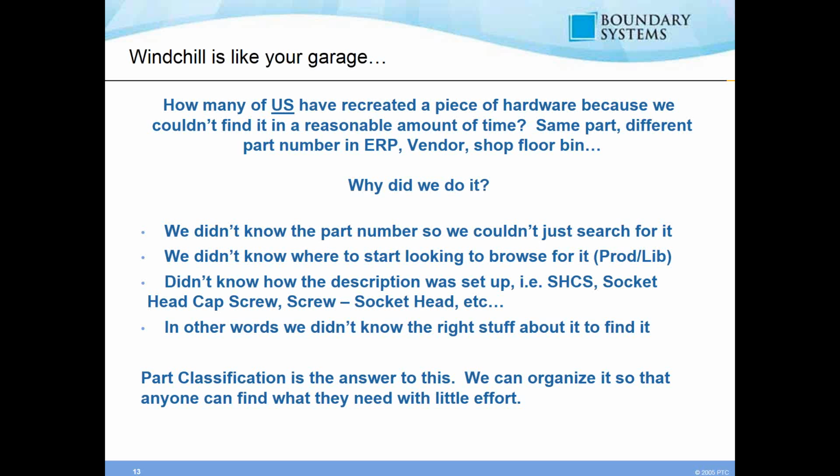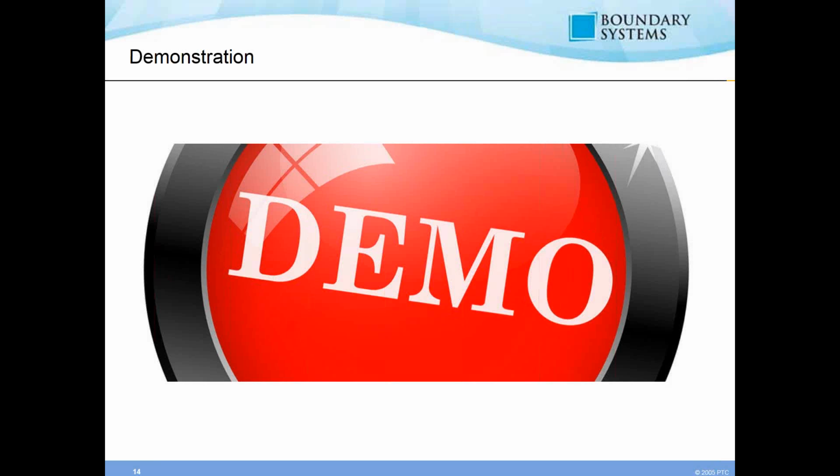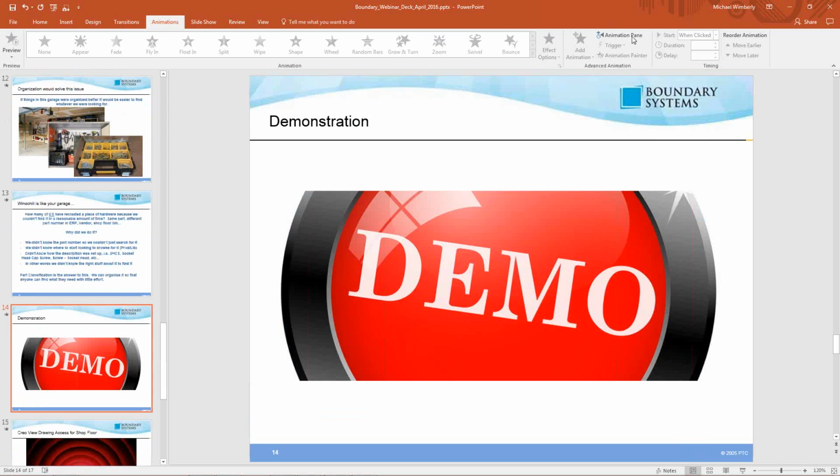That's where now part classification comes in, because now we're able to go through and organize these things so we know exactly what we're looking for. It takes a lot less effort to go through and find the information that we need. So at this point, we're going to go ahead and jump into our demonstration.